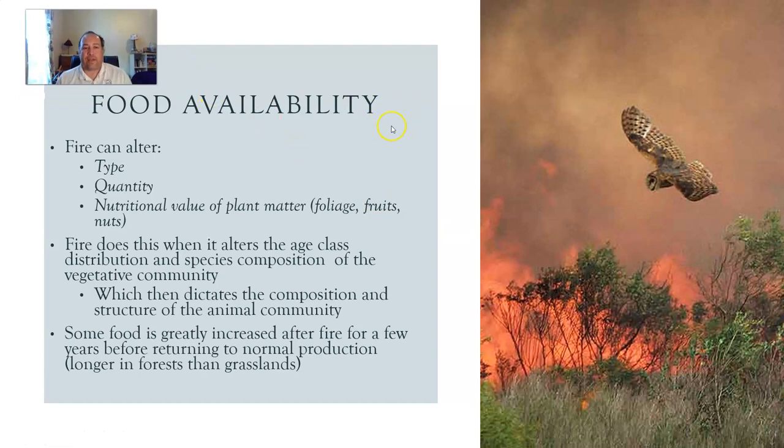In terms of food availability, which I think is kind of crucial for animals, fire can alter the types of food that's available, the quantity, and the nutritional value of the plant matter. And when we say the plant matter, we mean the foliage, the fruits, and the nuts. Fire does this by altering the age class distribution and the species composition of the vegetation community. And we've talked about the idea of the age class distribution. It's that same idea of the edge effect, right? We're taking some of the stuff that might have been older and now knocking it back into cereal state. Earlier cereal stages and getting more grass, more shrubs, more of this younger type of stuff.